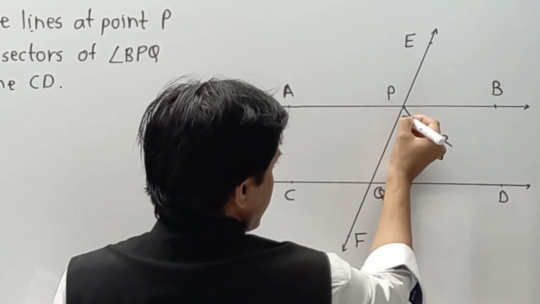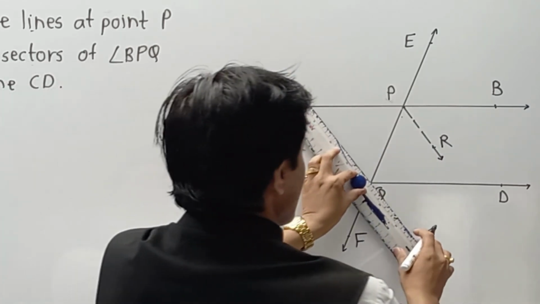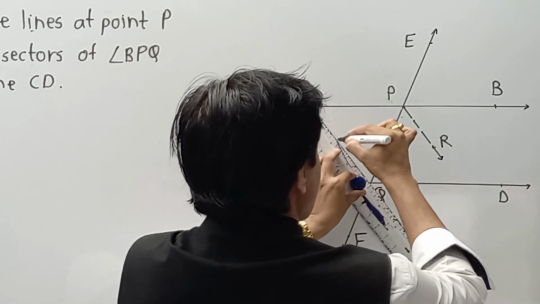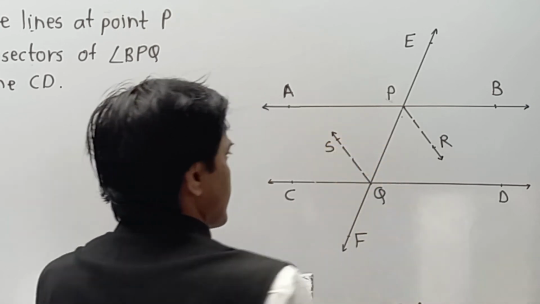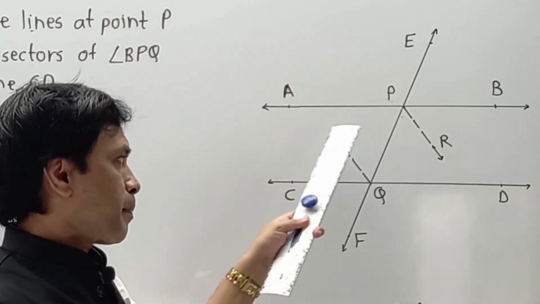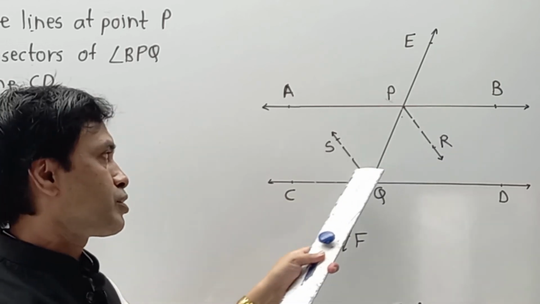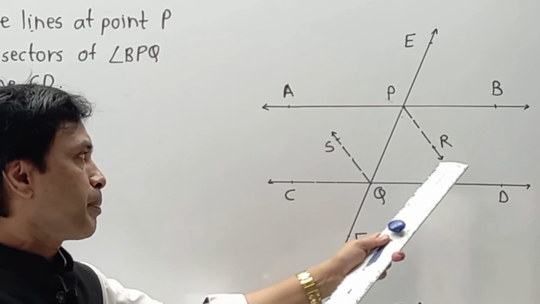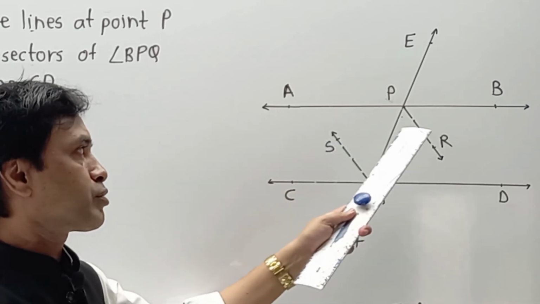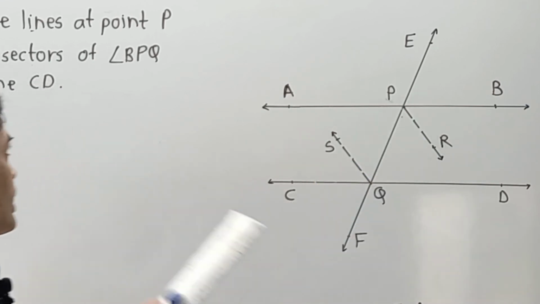Here you can say that these two angles are congruent. So ray PR and ray QS are parallel as well as bisectors. Ray PR is parallel to QS, as well as these are angle bisectors, meaning these two angles as well as these two angles are equal. So as per the statement, ray PR and QS are parallel and are bisectors of angle BPQ and angle PQC.